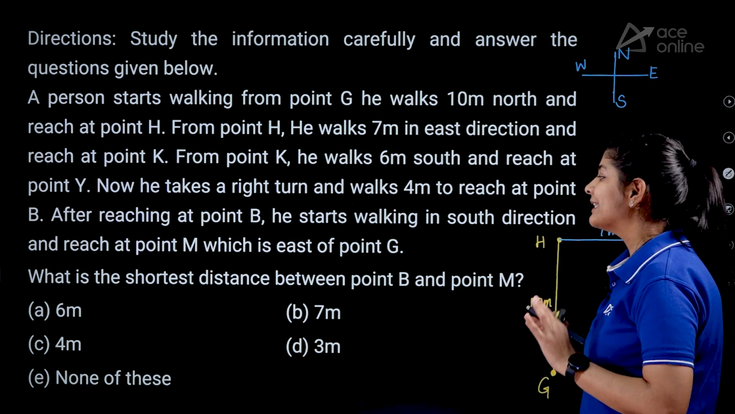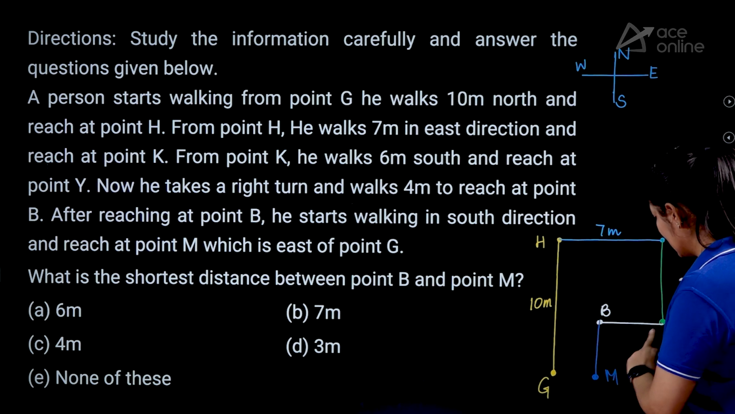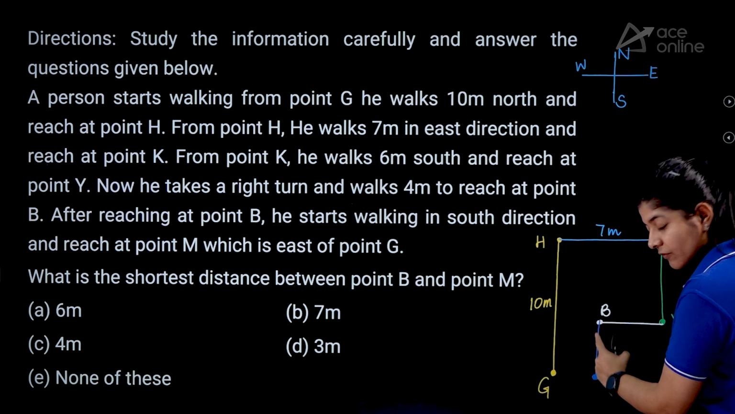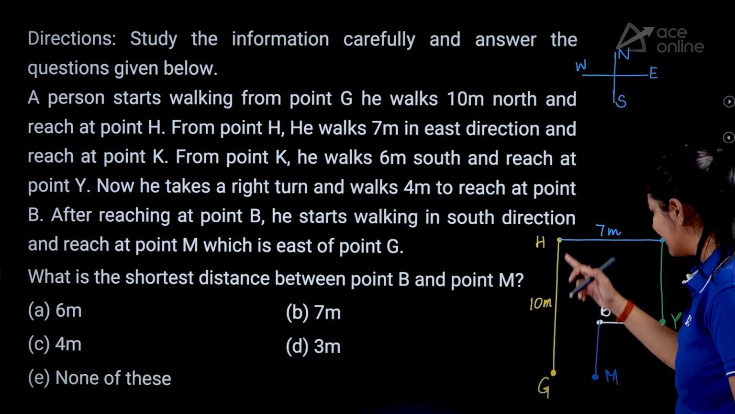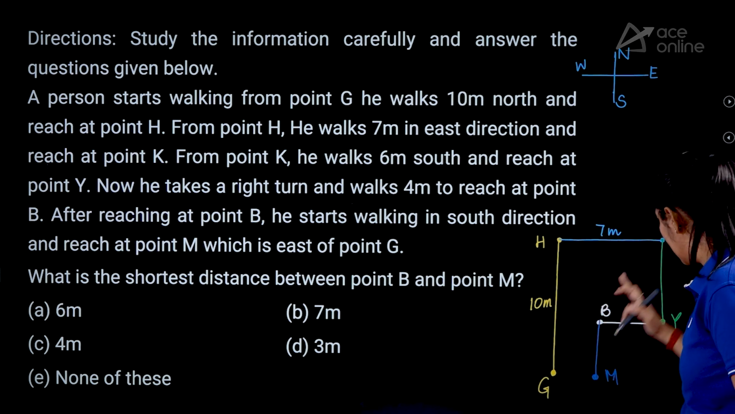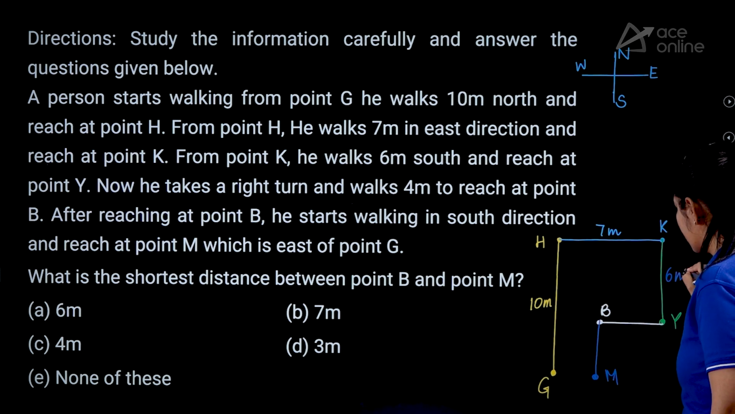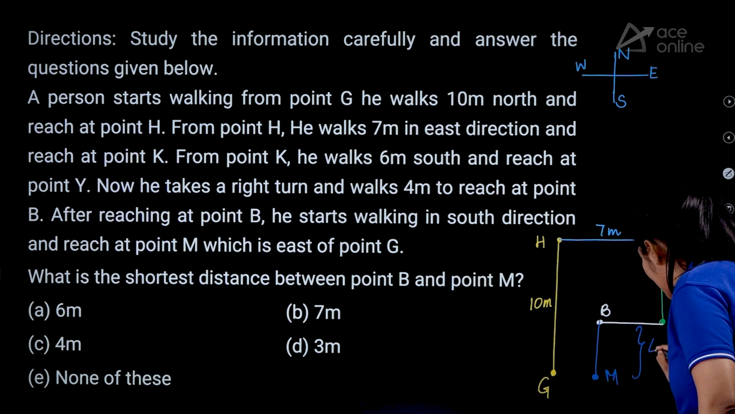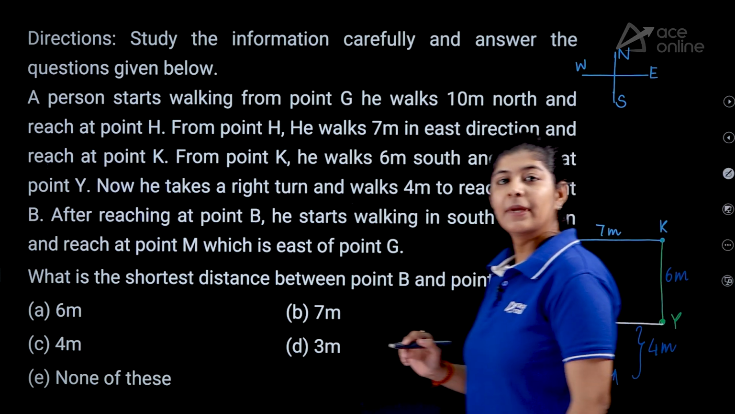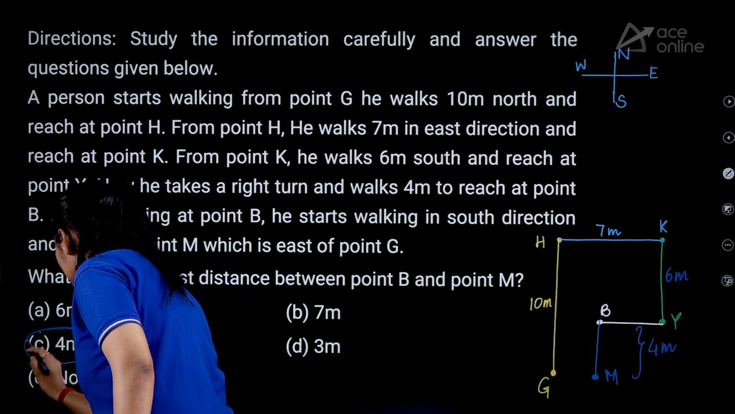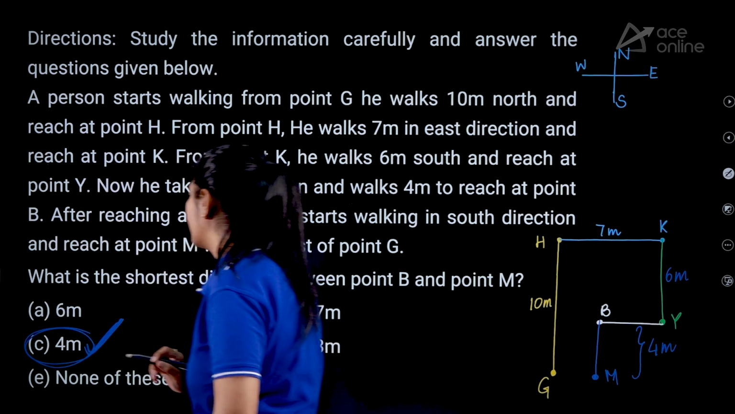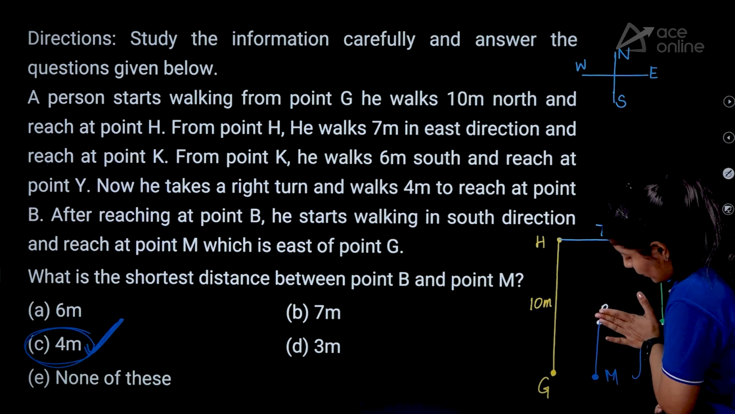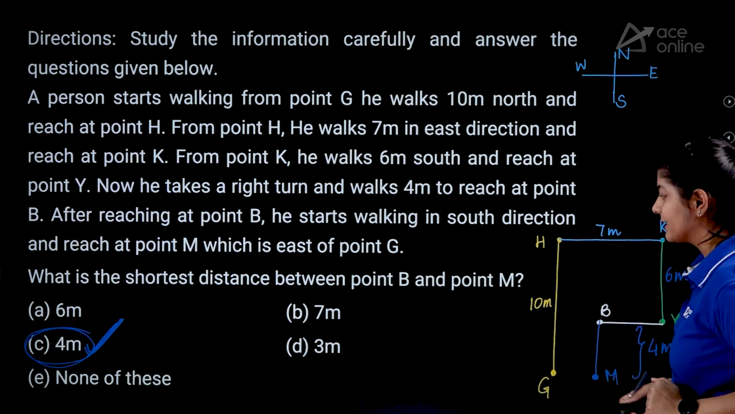What is the shortest distance between point B and point M? So we have to determine this vertical distance. If this distance is 10 meters and this distance is 6 meters, we can say that the remaining distance that we have is 4 meters. That means option number C is the correct one. This is a very simple question. All we have to do is determine the vertical distance.